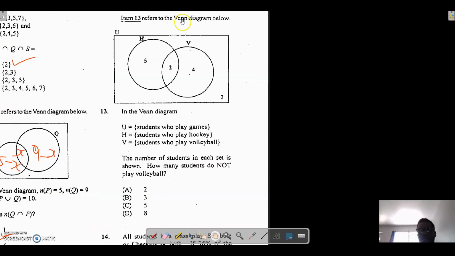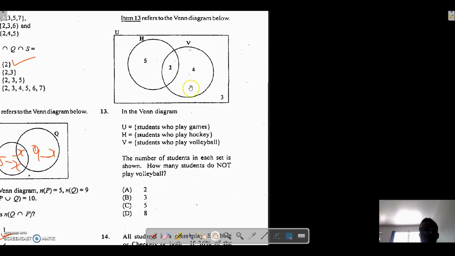Alright, item 13 refers to the Venn diagram below. As we can see, we have U is a universal set of those who play games, H is for hockey, which is this set here. V is for volleyball, which is this set here. And of course, you have 3 outside, which means that these 3 persons do neither. So it says the number of students in each set is shown. How many students do not play volleyball? Alright, so overall, let us look at volleyball here.